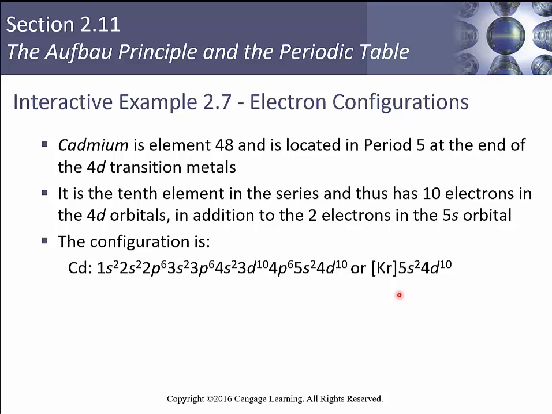Okay. Cadmium is element 48, and it's located at period 5 at the end of the 4d transition metals. It's the 10th element in the series, and thus has 10 electrons in the 4d orbital, in addition to the 2 electrons in the 5s orbital, which precedes it. So its configuration is 1s2, 2s2, 2p6, 3s2, 3p6, 4s2, 3d10, 4p6, 5s2, 4d10, or krypton 5s2, 4d10.